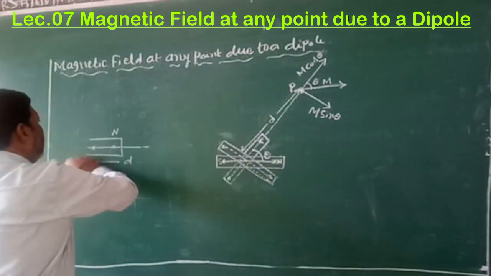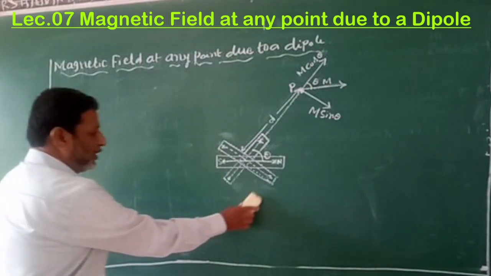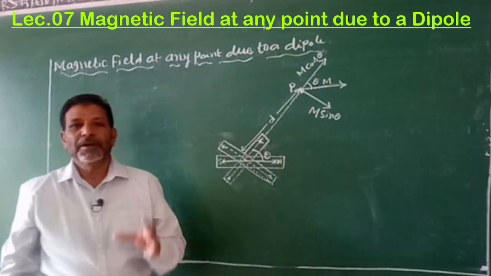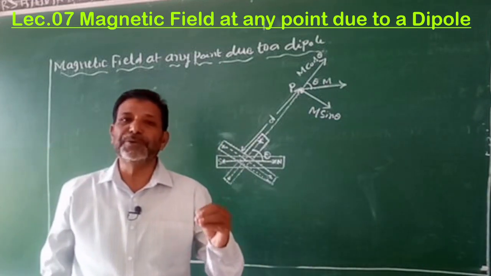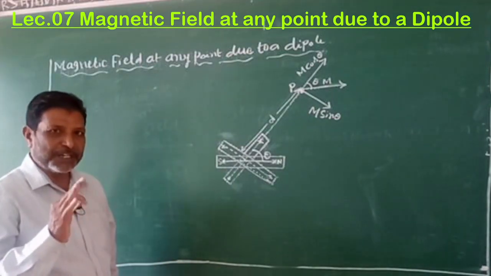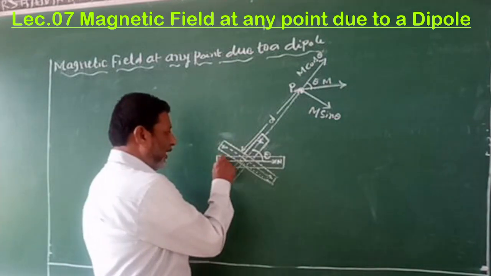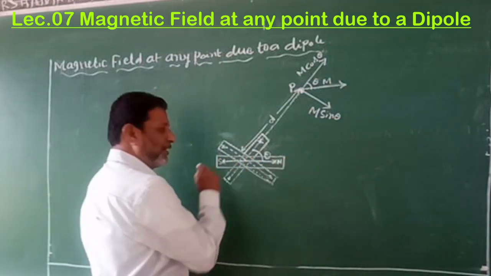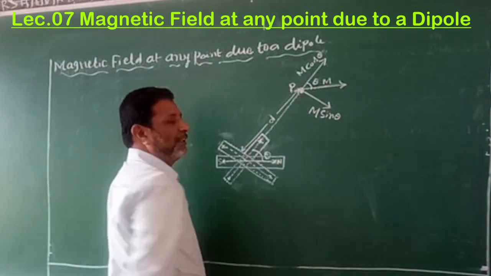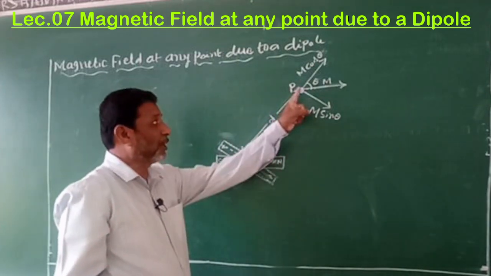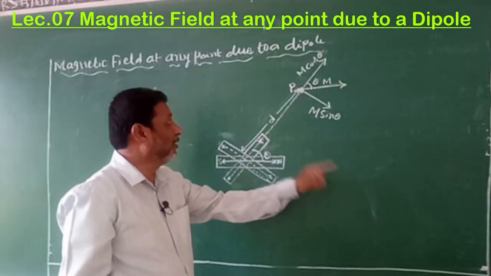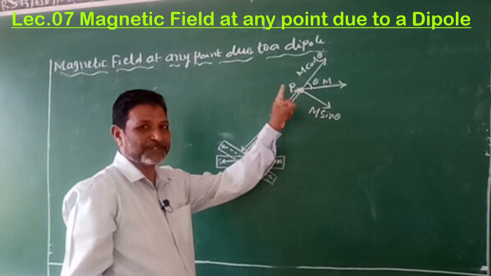With the help of these two pieces of information, let us derive the expression for the magnetic field at any point due to a dipole. Now, all of you, be careful. Let us consider this is a dipole, that is, a bar magnet. We have taken any point. This is a point anywhere. You are observing that this point is neither on the axial line nor on the equatorial line.